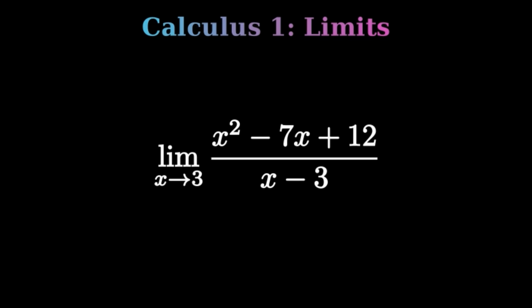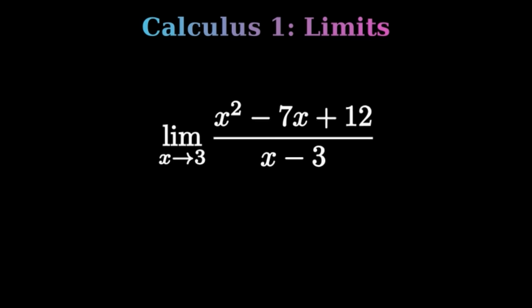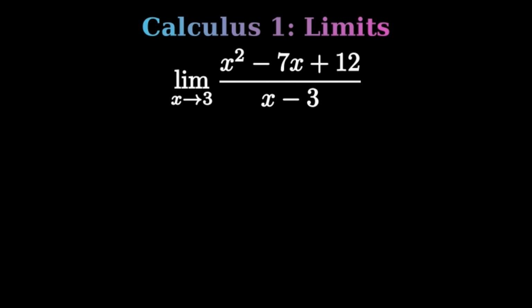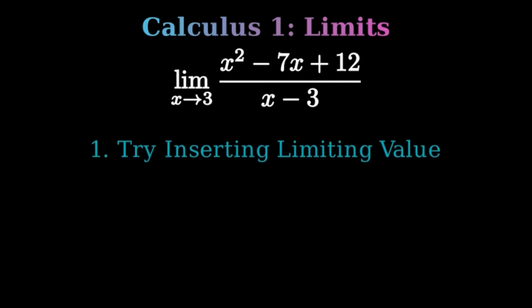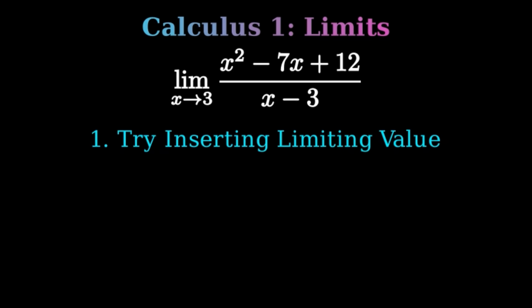The first thing you're going to try to do when you see limits like this is try inserting the limiting value. The limiting value is that 3 under the LIM. So what does that mean? That means putting 3 in place of x. Everywhere you see x, let's try that 3. That's what they're asking us.